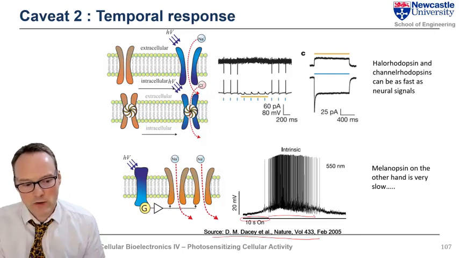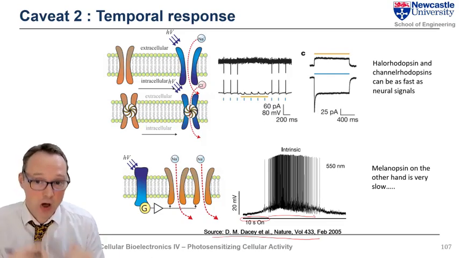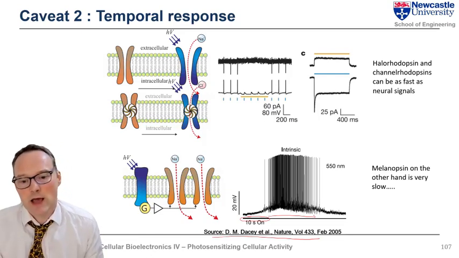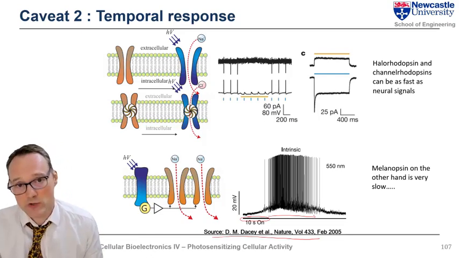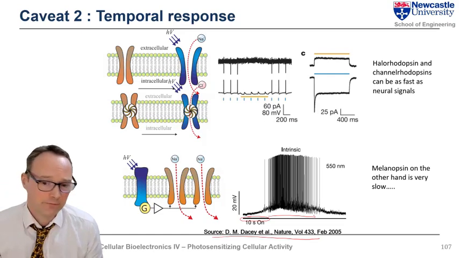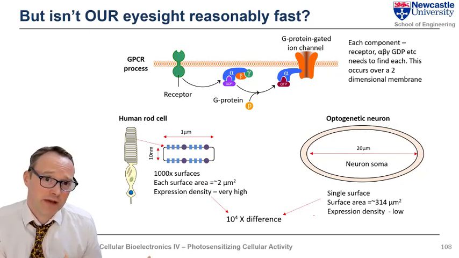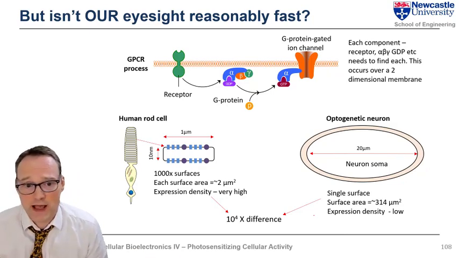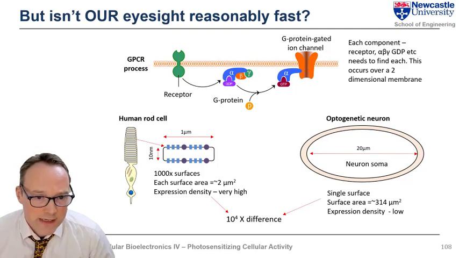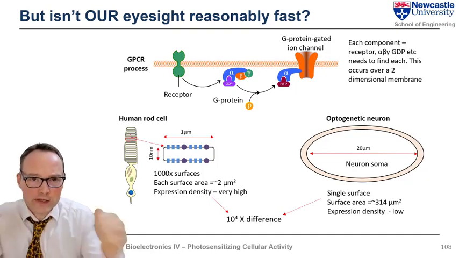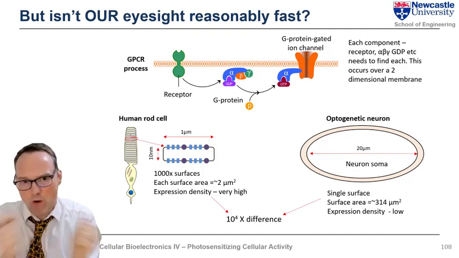So we need neurons to respond in the milliseconds or tens of milliseconds, whereas the GPCRs, when they're programmed in, take a lot longer. And why is that the case? Our eyes are pretty fast. Why aren't these fast? Well, if we look at these special structures inside the human rods or the human cones, these are packed full of all of the components.